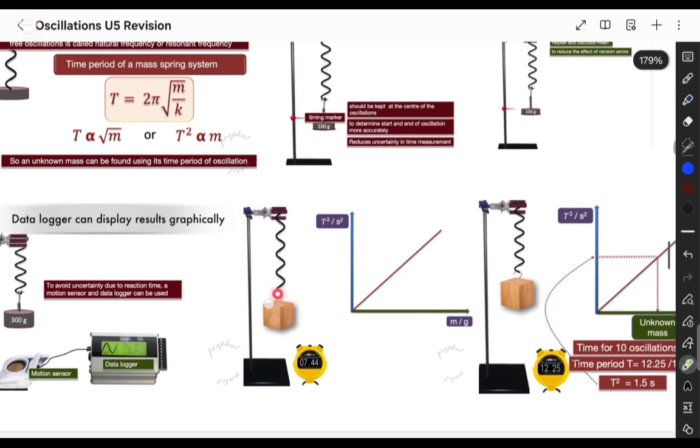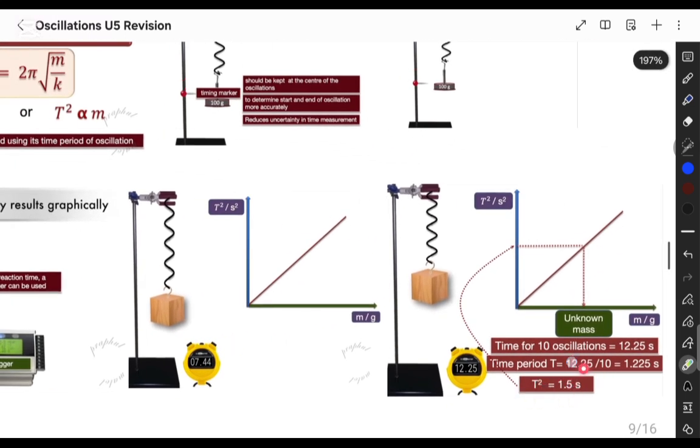And then what we do is we attach an unknown mass and we measure its time period. We measure the time for 10 oscillations, and then we divide by 10 to get the time period. We square it, and we see where the mass ends up on the graph, and that's going to be the mass of this.